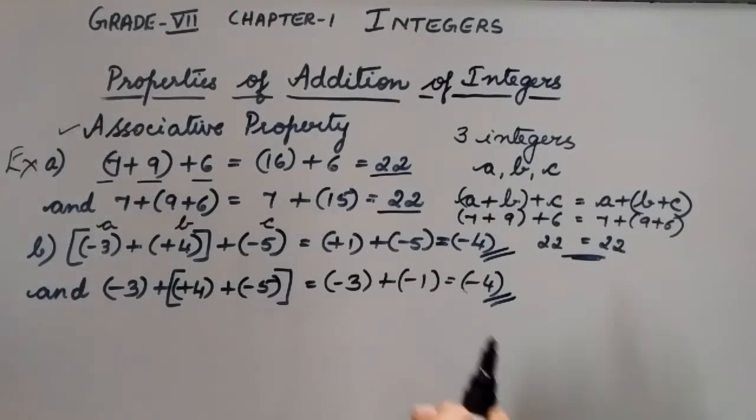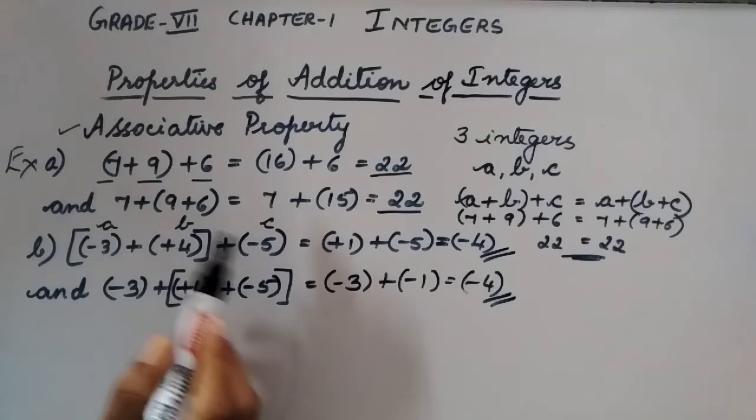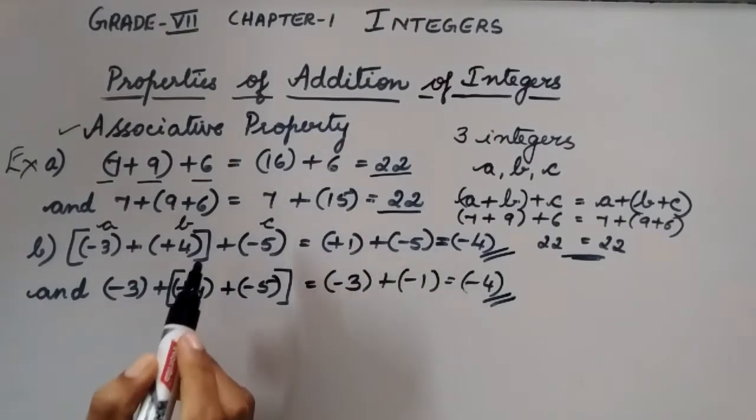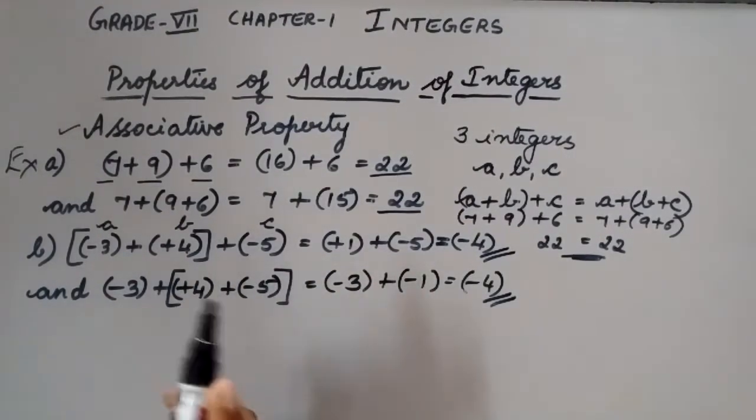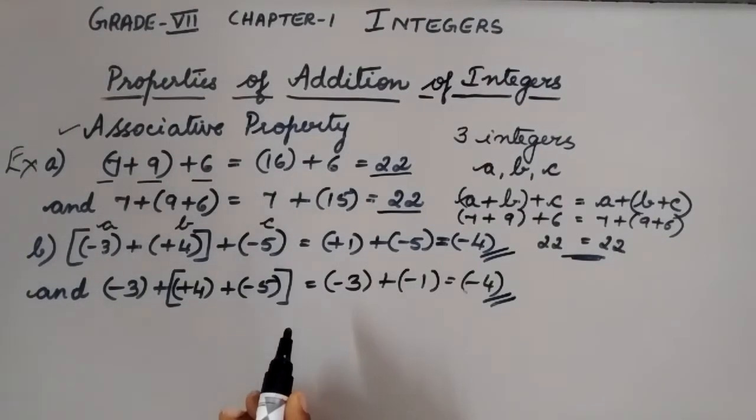So in these cases, the first case and the second case, while adding integers, even if the grouping is changed, the result does not change. So this property is called the associative property of addition. Associative property of addition.